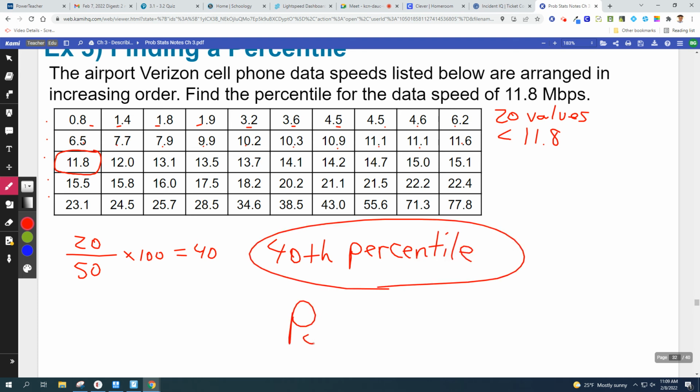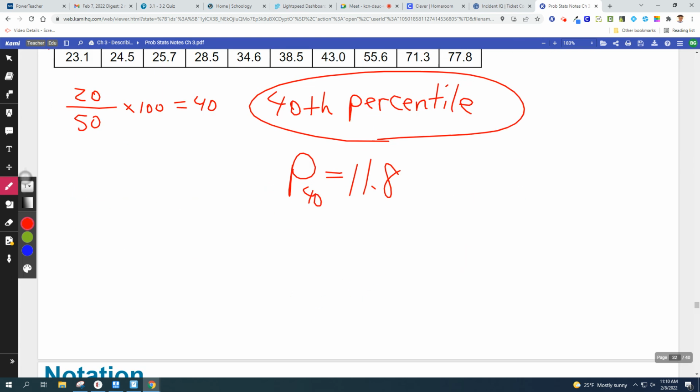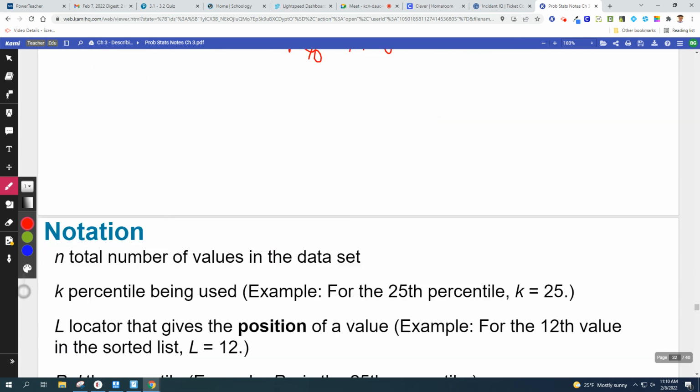Otherwise known as P40. P40 equals 11.8. The number in the data set with 40% of the numbers less than it is 11.8. So all we did, yes, I know there were 20 numbers less than 11.8, but we found what percent of the numbers are less than 11.8: 40% of the numbers.